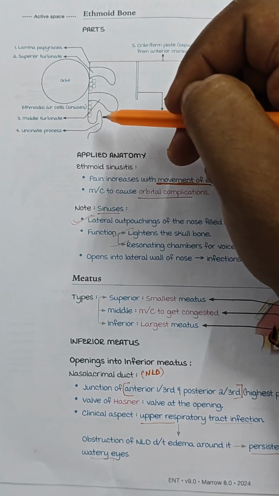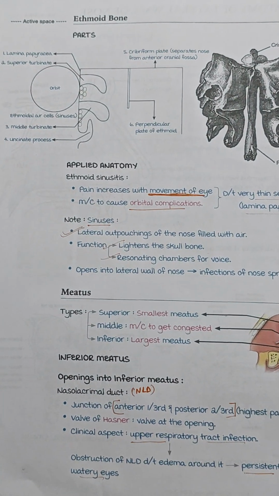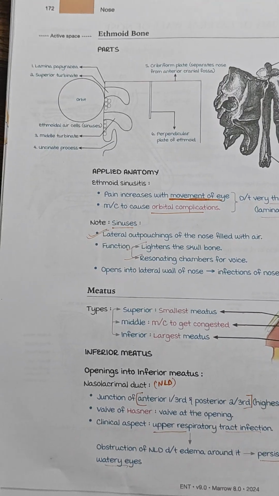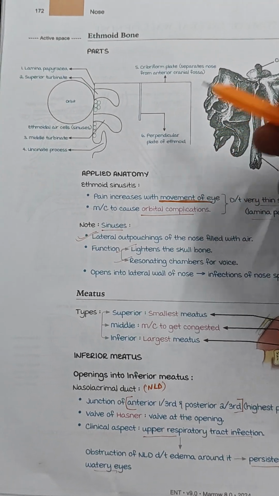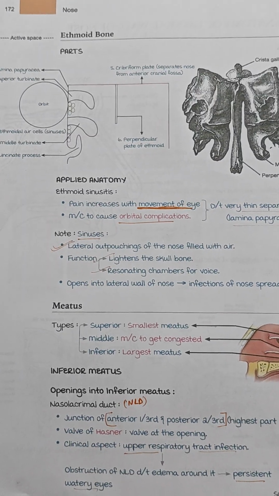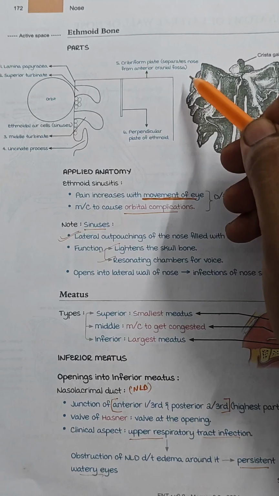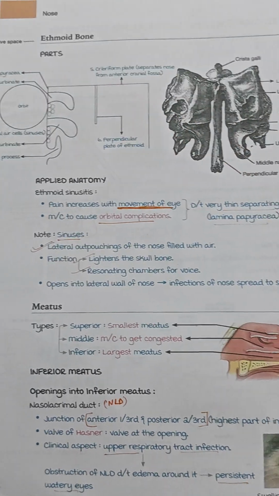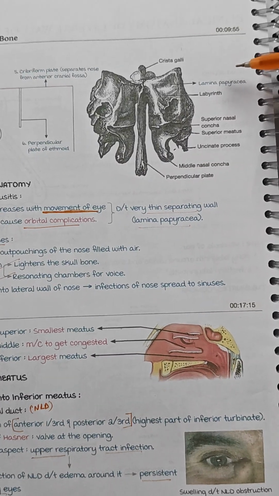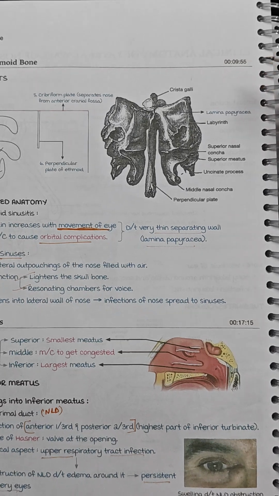Below it is the uncinate process, which is a sickle shaped bone that forms the lower boundary of the hiatus semilunaris. Here is the perpendicular plate of the ethmoid, which forms the bony part of the nasal septum. Above it superiorly is the cribriform plate, which separates the nose from the anterior cranial fossa. We can also see in this diagram the crista galli, a median ridge of bone that projects from the cribriform plate of the ethmoid bone.